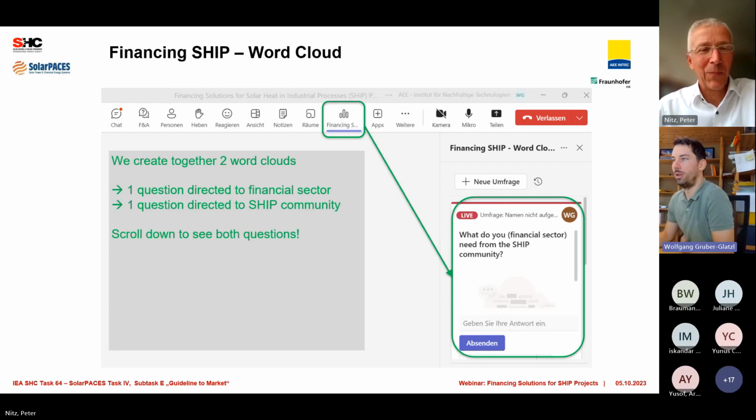Yeah, we also want your input on these topics after the presentations you've received. We created 2 word clouds in the Teams link here. You see the screenshot now. You should have a similar screen in your Teams application, and there should be this poll icon called Financing Ship Word Cloud.